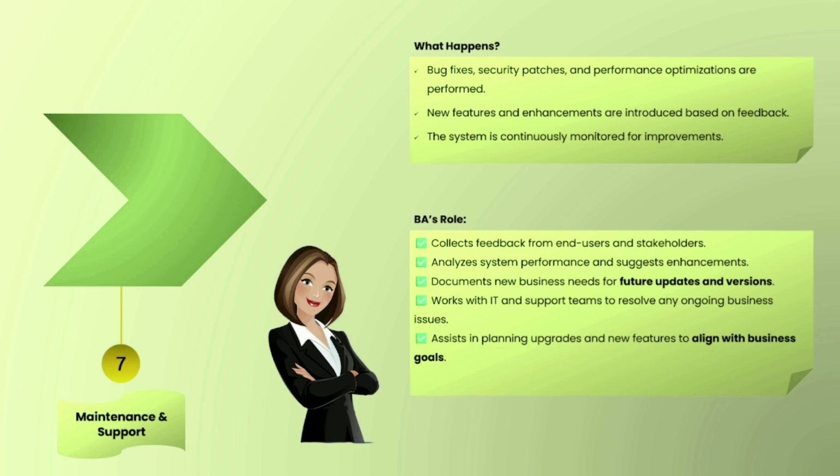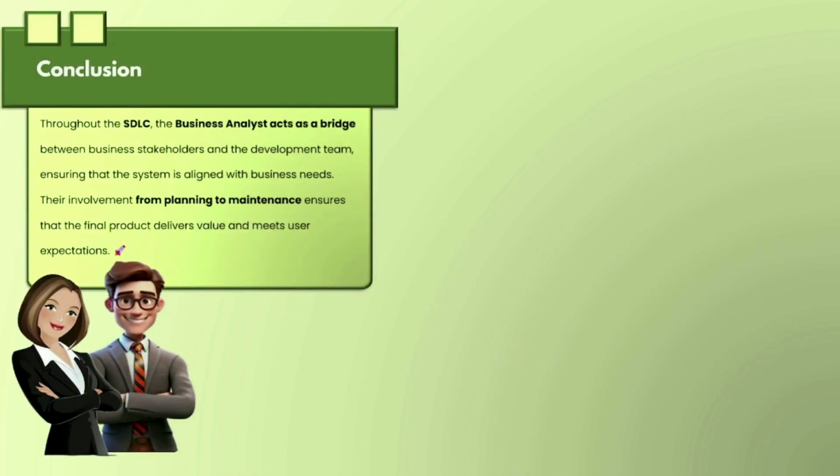After the seventh stage, as we have mentioned, the BA plays a crucial role in every stage of the software development life cycle, and rightfully so. This is why BAs are always in demand. Now we move to the conclusion. Throughout the software development life cycle, the business analyst acts as a bridge between business stakeholders and the development team, and ensures that the system is aligned with the business needs. Their involvement from planning to maintenance ensures that the final product delivers value and meets user expectations.